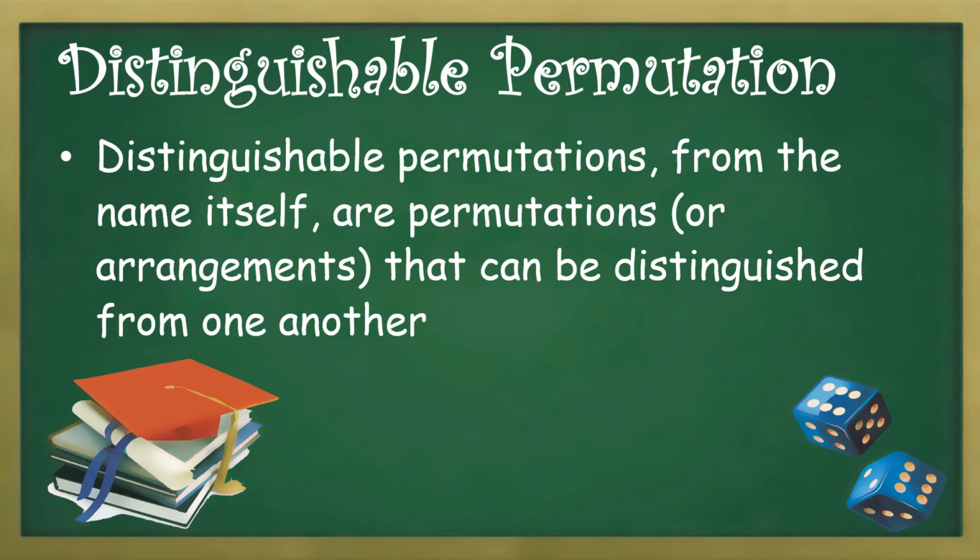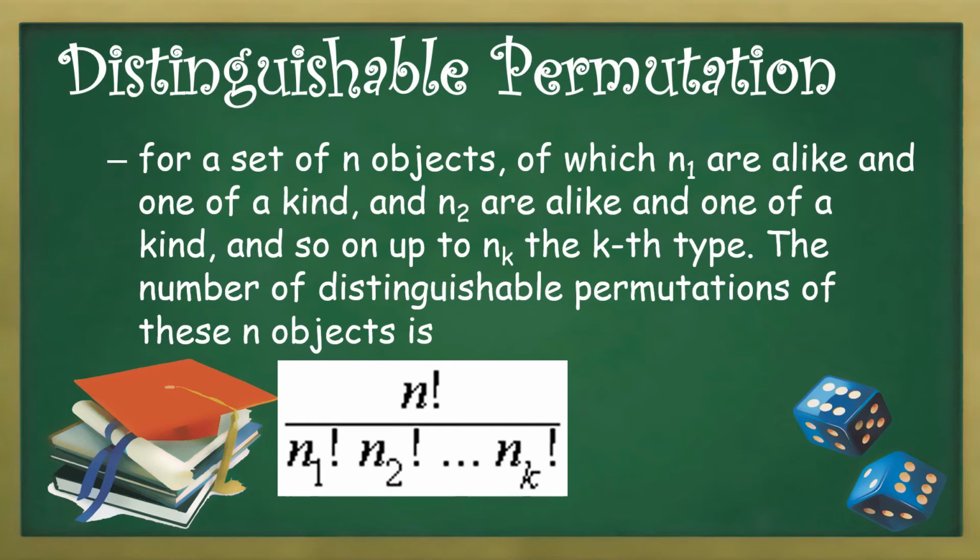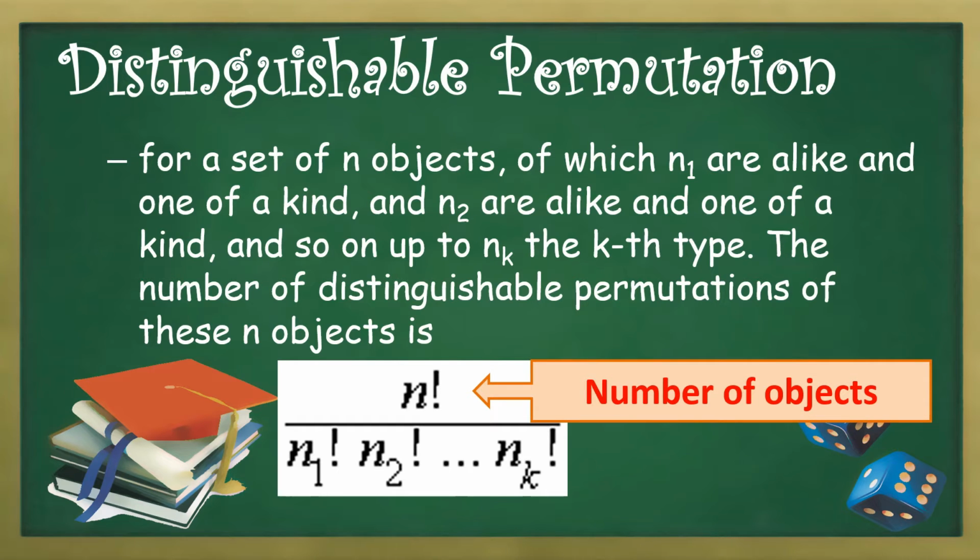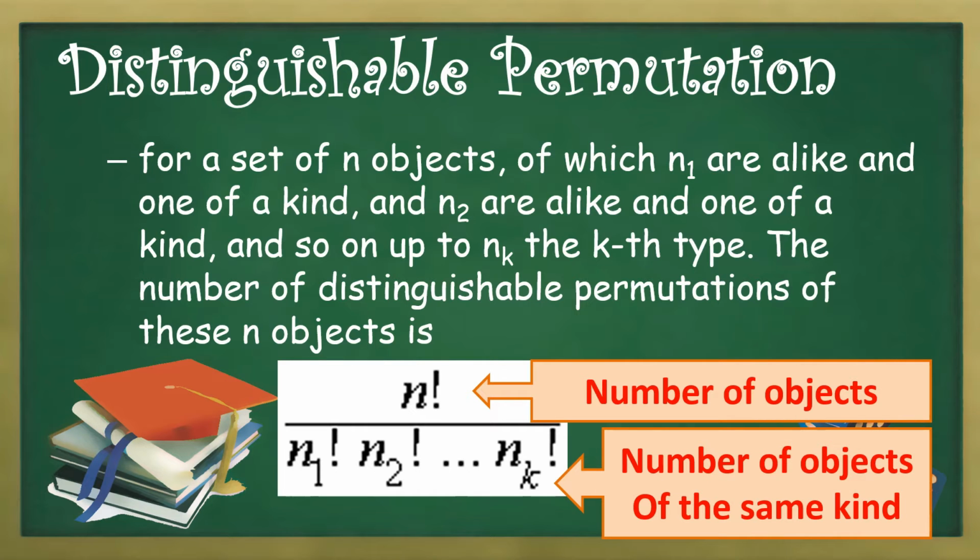How do we solve for the distinguishable permutation? We can use this definition. For a set of n objects of which n sub 1 are alike and of one kind, and n sub 2 are alike and of one kind, and so on up to n sub k, the k-th type, the number of distinguishable permutations of these n objects is n factorial over n sub 1 factorial, n sub 2 factorial, up to n sub k factorial, where n is the number of objects that you're going to arrange, and n sub 1, n sub 2, n sub 3, up to n sub k are the numbers of objects of the same kind. So how do we use the formula?